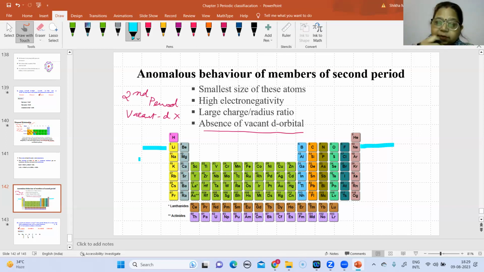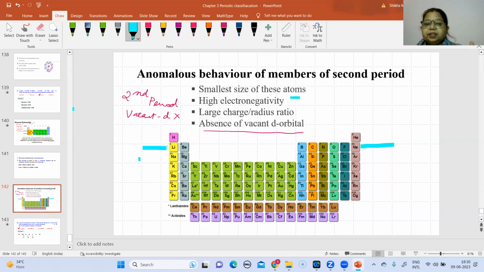We say that the second period members do not show similarity. Last topic we did was chemical reactivity. Many a time it is observed that the second period elements do not show similarity in properties. Their properties are not identical with the remaining group elements. What can be the reason? The reason is smallest size. When you go down the group, the size of the atom increases. In this case, lithium and beryllium are the first members of their respective groups. Their size is very small. Electronegativity, which is decreasing down the group, is very high for them.